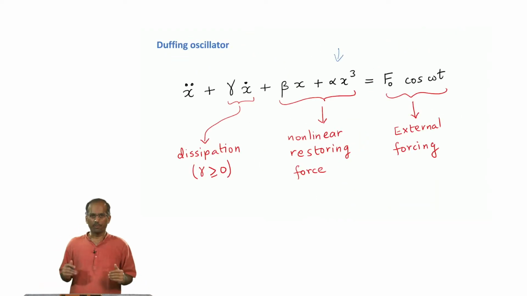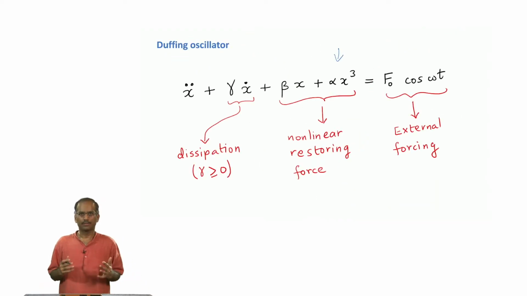Now, before we actually look at the complicated solutions of this oscillator, let us first understand what happens if there is no dissipation and no driving. So, in other words, gamma is 0, F0 is 0. So, what I will have is an oscillator which is a nonlinear oscillator, but most importantly it will be an oscillator which will conserve energy.